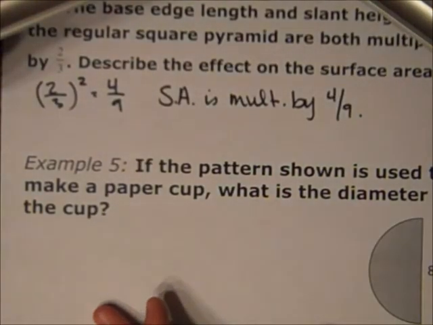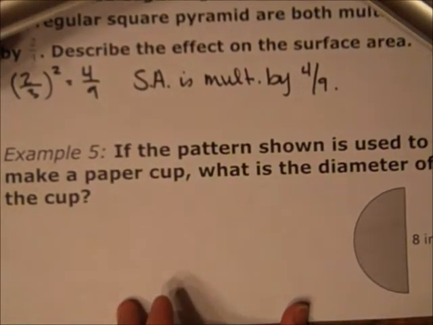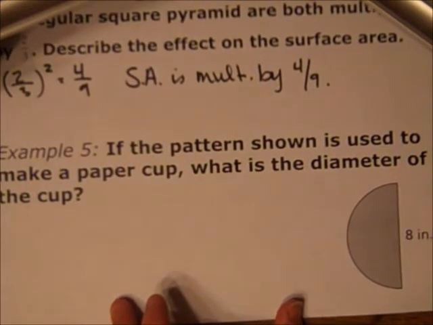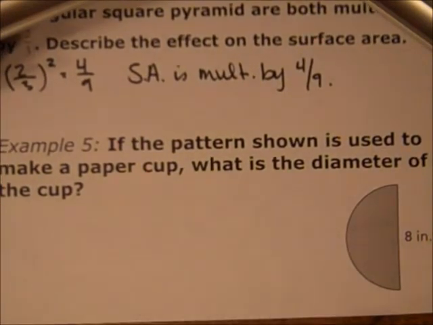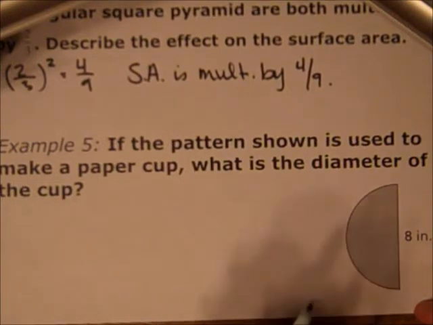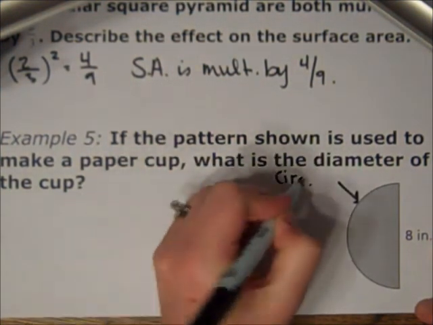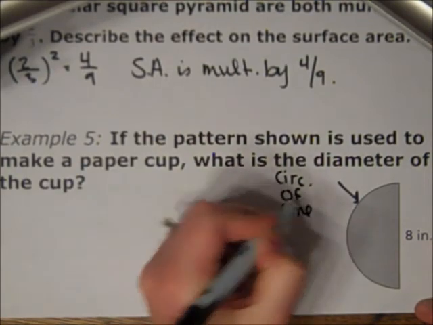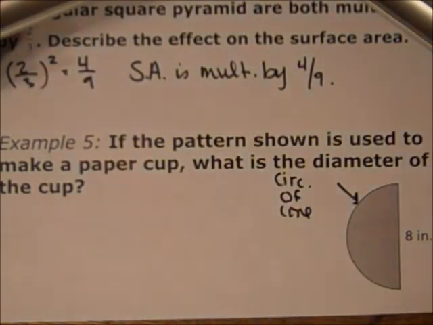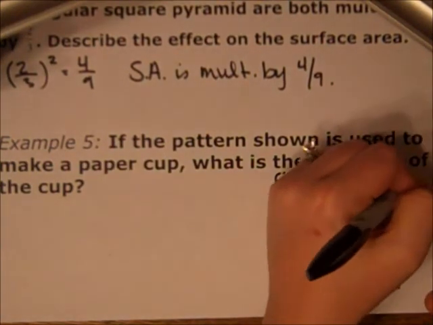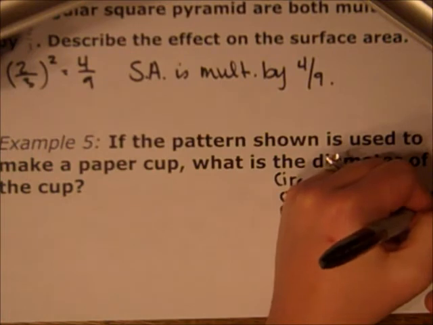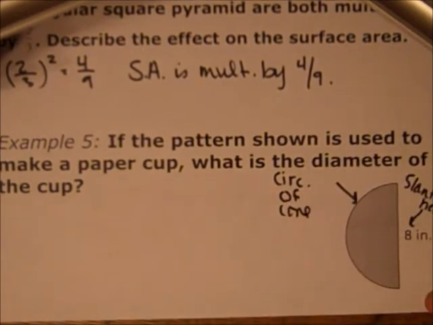Alright, last one. The pattern shown is used to make a paper cup. What is the diameter of the cup? Alright, this is a couple step question here, and you really have to know how the net folds up to be the actual cone. So remember, we practiced this before spring break. We said when we fold this up, this curved edge is actually going to become the circumference of the cone, because that's how we're going to make our cone. It's going to roll up into a circle. And then this guy right here would be our slant height. It would be L.